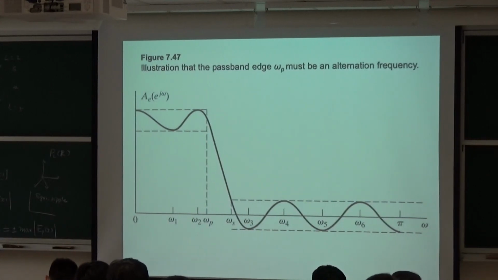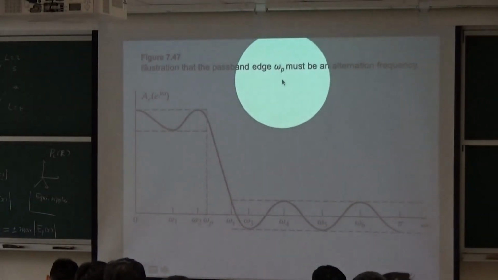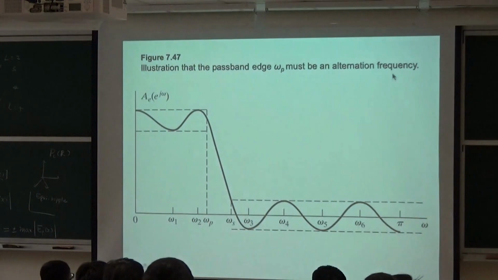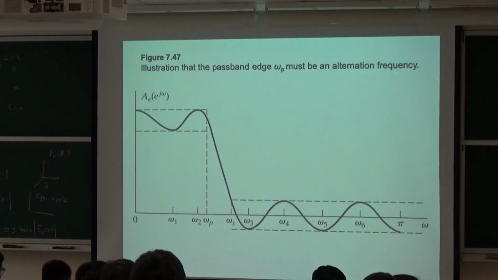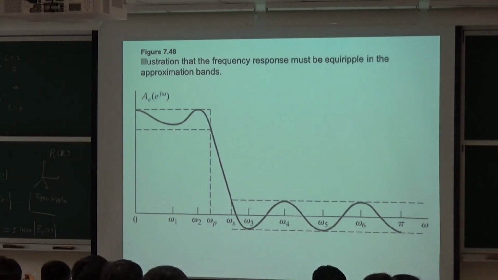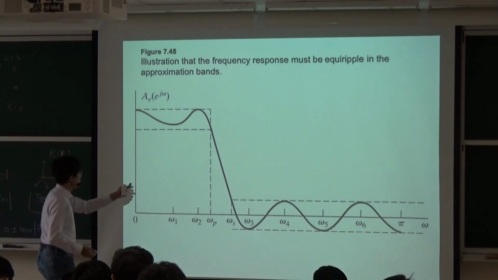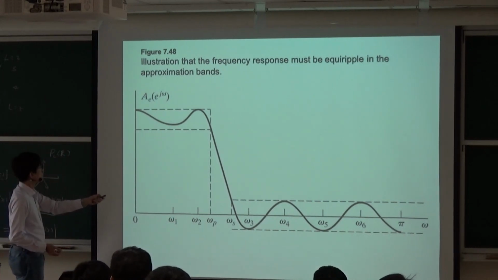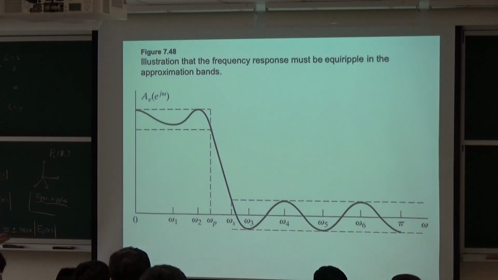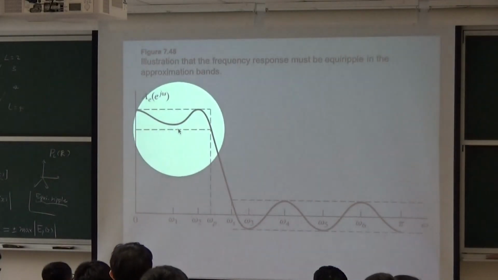The passband edge frequency omega p must be an alternation frequency. That's the way the textbook says it. And I also mentioned equal ripple. This is an illustration that the frequency response must be equal ripple in the approximation band. And again, this also means room for improvement right here.